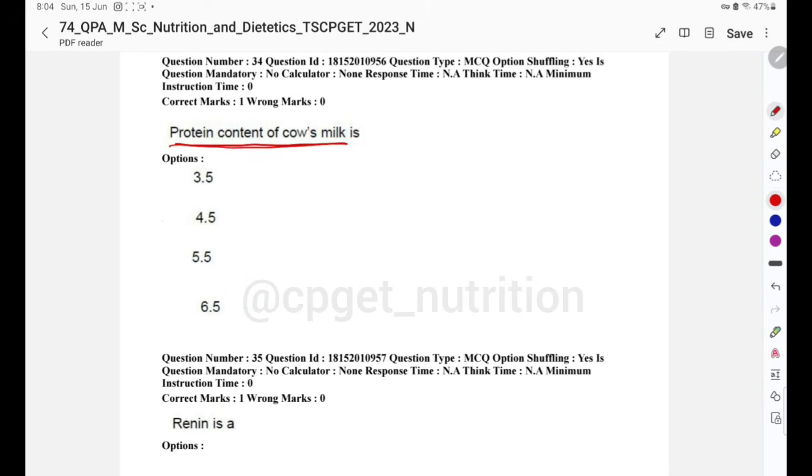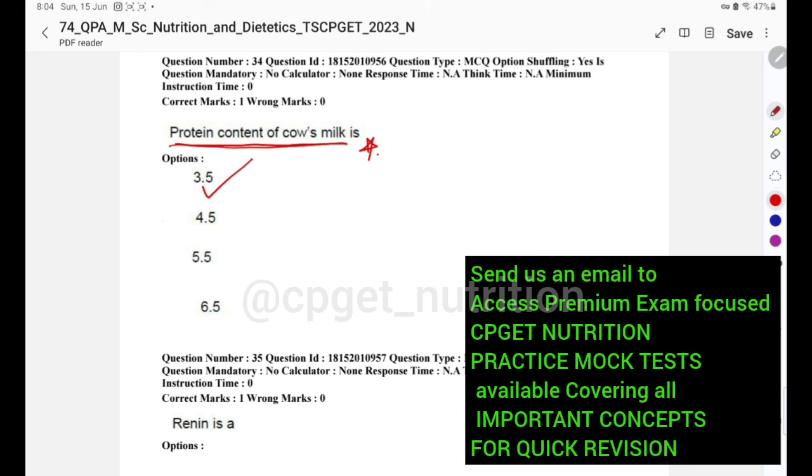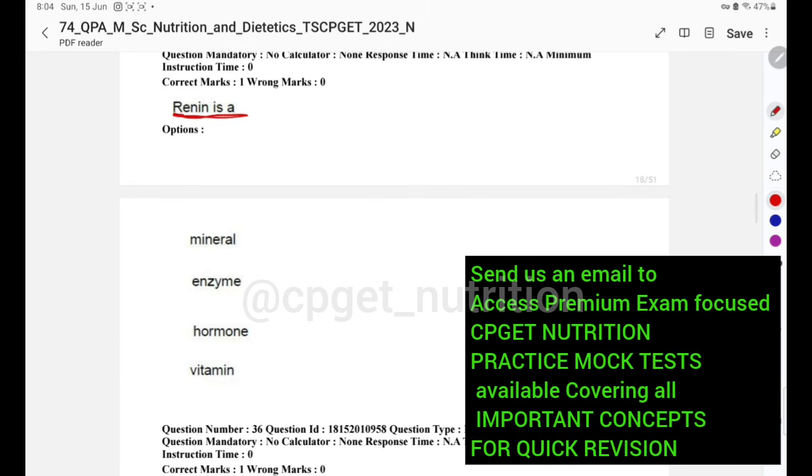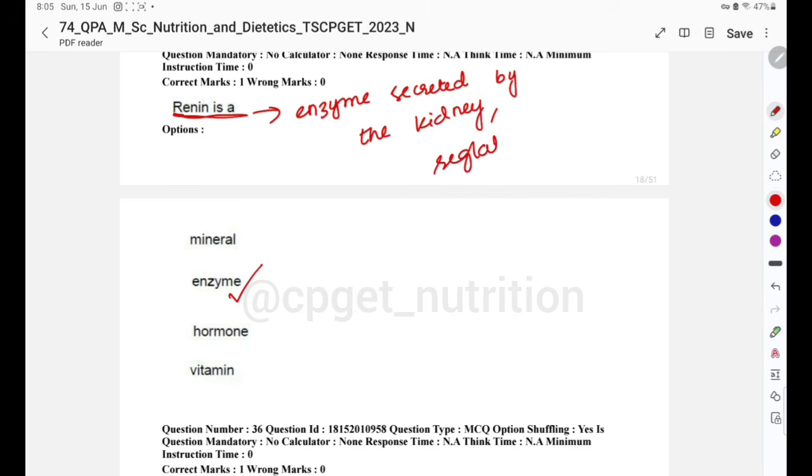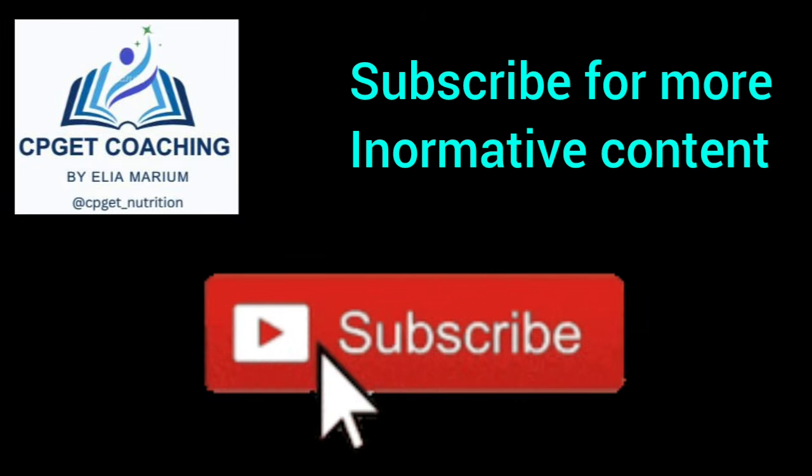Moving on to the next question, protein content of the cow's milk is dash. The answer is 3.5. Next, moving on to the next question, renin is dash. So here the correct answer is enzyme, because renin is an enzyme that is produced by the kidneys and it helps in regulation of the blood pressure. So these were some of the important questions from nutritional biochemistry.